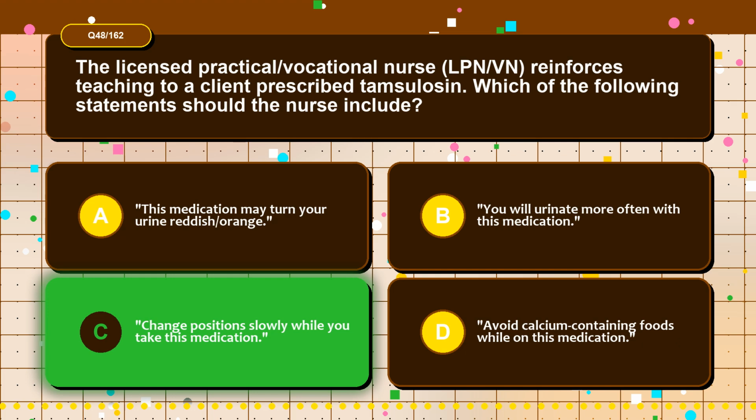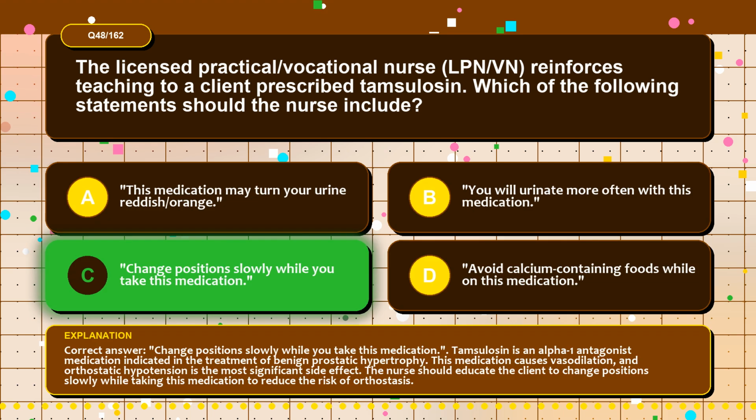The correct answer is option C. Change position slowly while you take this medication. Correct answer. Tamsulosin is an alpha-1 antagonist medication indicated in the treatment of benign prostatic hypertrophy. This medication causes vasodilation, and orthostatic hypotension is the most significant side effect. The nurse should educate the client to change positions slowly while taking this medication to reduce the risk of orthostasis.